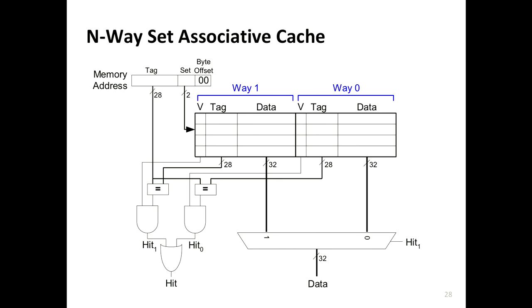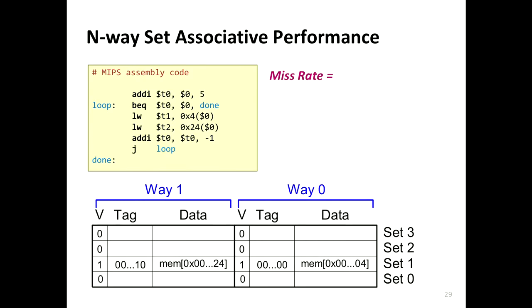So in general, when you're going to read from a specific address, you have the tag that goes into your way, and then depending on the set, you pick from both ways, so you read data out from both ways. But depending on which of them is valid and which tag matches, you can choose either way 0 or way 1, and then you get the appropriate data. Understandable?